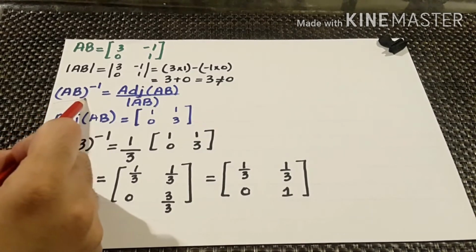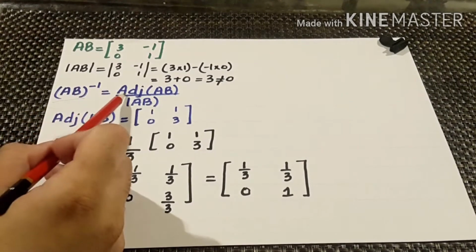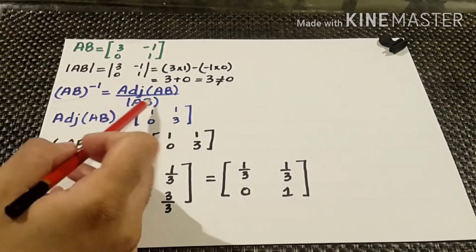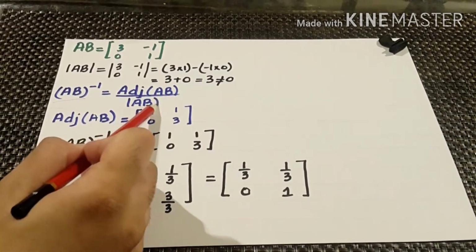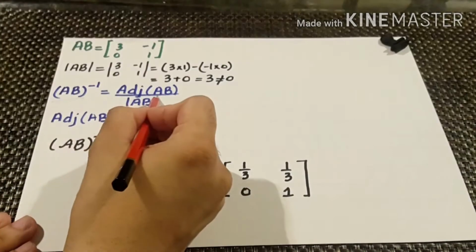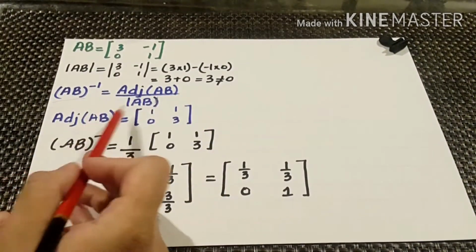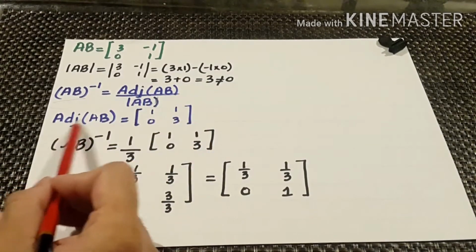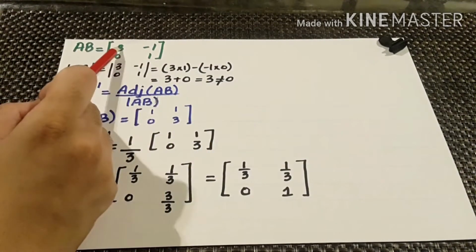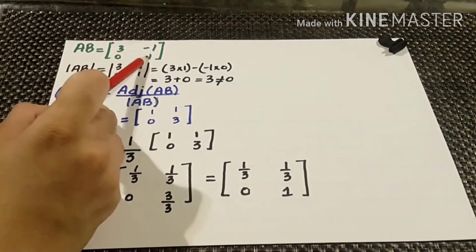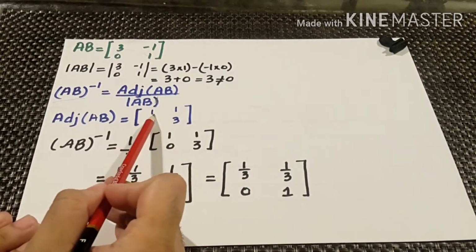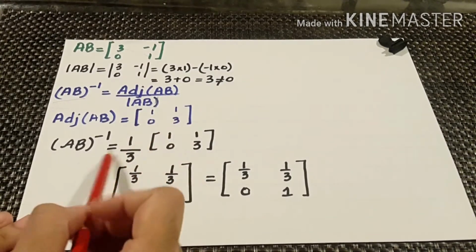Now we find the inverse of the AB matrix. We know the formula, that is adjoint of AB divided by determinant of AB. The determinant of AB we have calculated, it is 3. Now we take the adjoint. Adjoint means that we interchange these values, whereas we change the sign of these values. So it will become [1, 1; 0, 3].